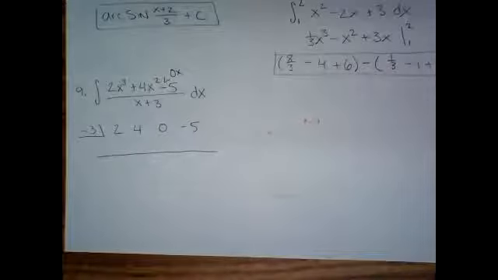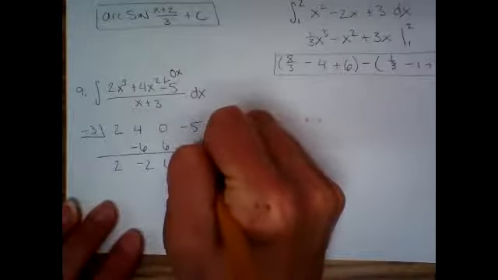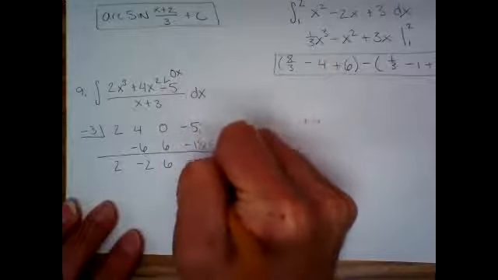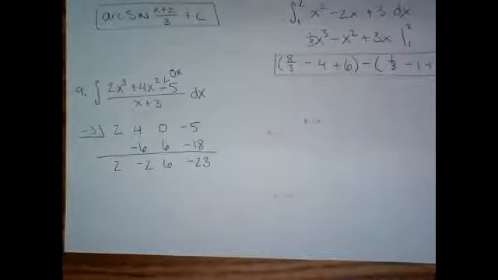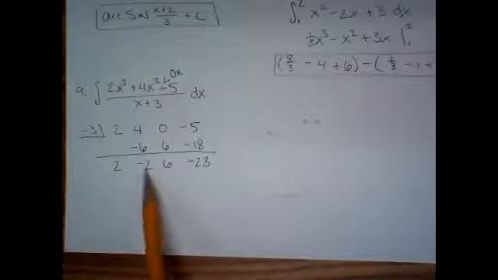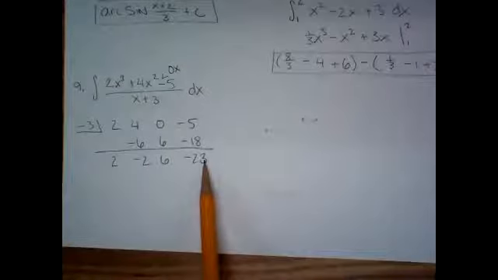I will tell you though, this one has a remainder. It doesn't make the problem any harder. There's just an extra number at the end. It's not any more work if there's a remainder. There's just one extra thing you have to write, that's all. But there's not any extra step. Did you get 2, -2, 6, -23?